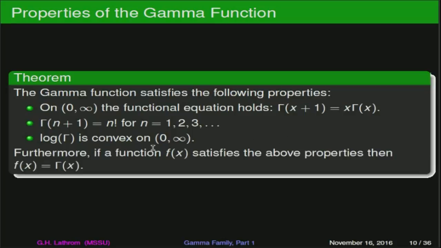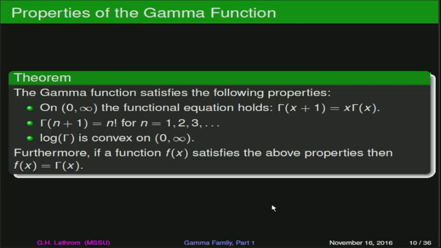If we have a function that satisfies any of the above properties, so if the functional equation holds, it is equal to the factorial function on the positive integers, its log is going to be convex, then that function is going to be the gamma function. And so those three properties actually uniquely define what the gamma function is. So that's why we can really say that the gamma function is the generalization of the factorial function.